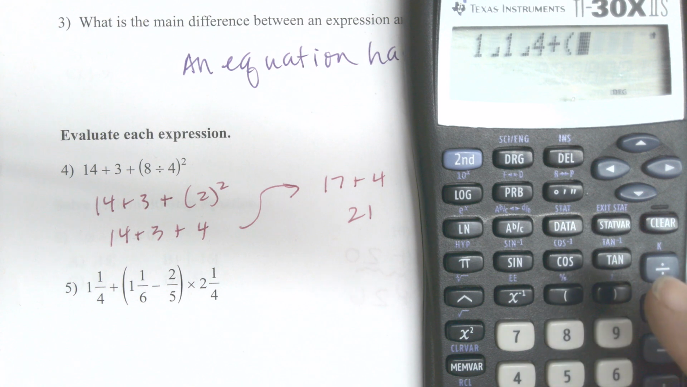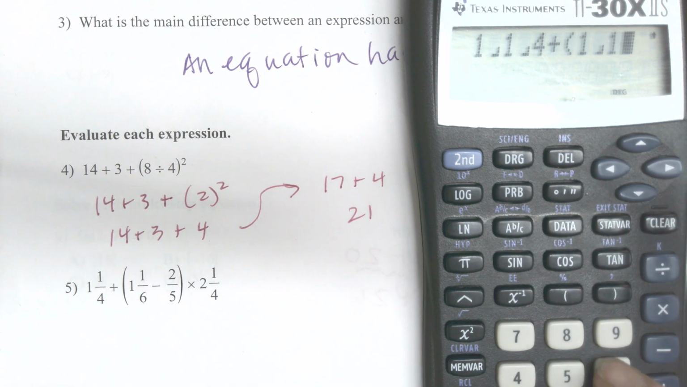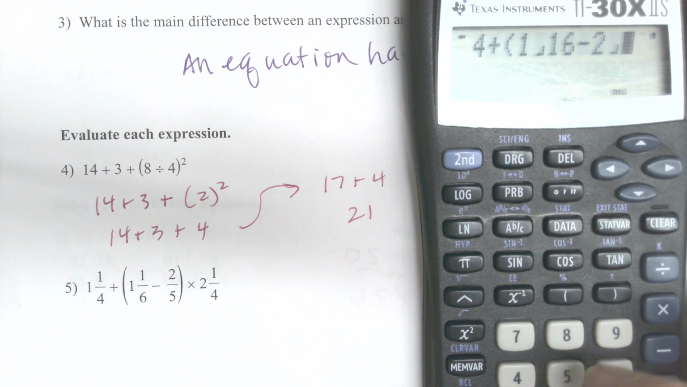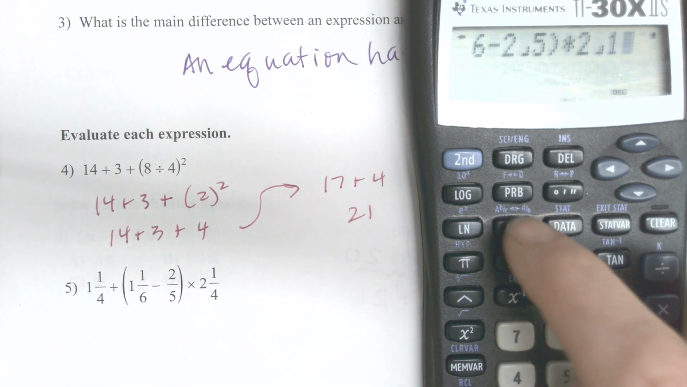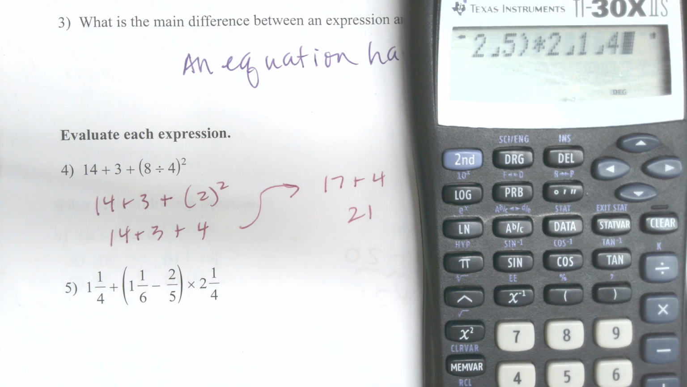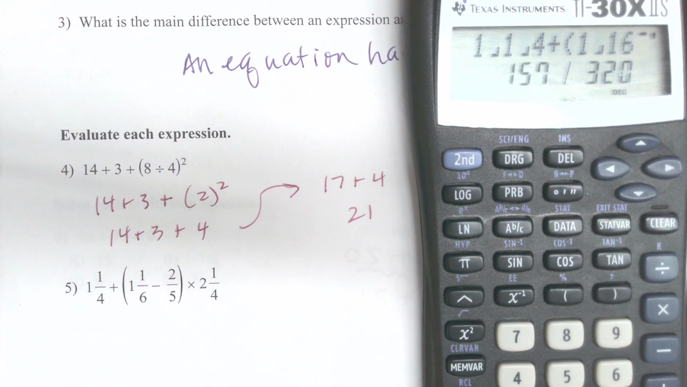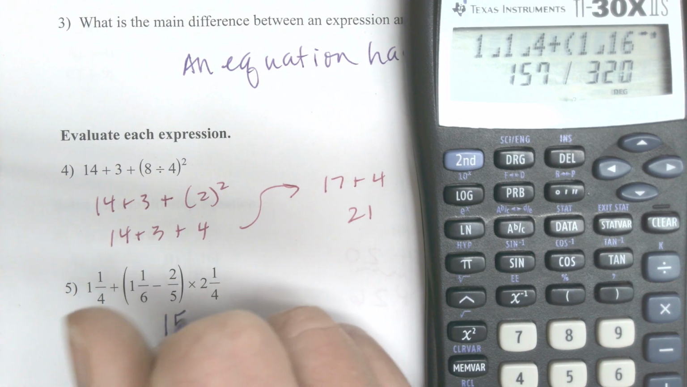Plus parenthesis, because there's a parenthesis in that problem, 1 1/6 minus 2/5. I'll end that parenthesis again because it's there, times 2 1/4. I'll get my answer. Okay, so 157 over 320 is my answer.